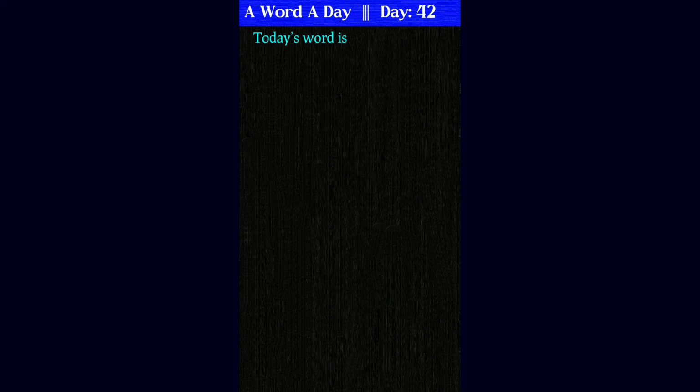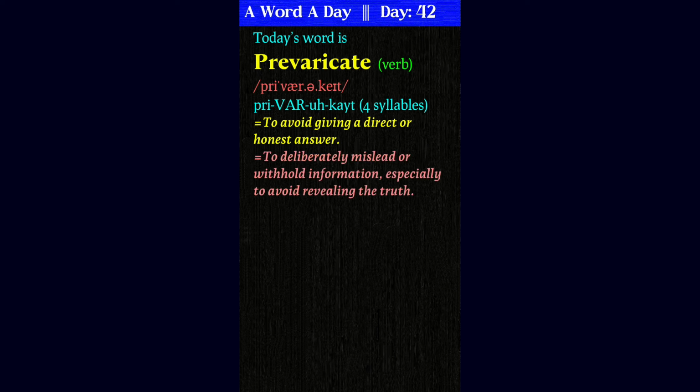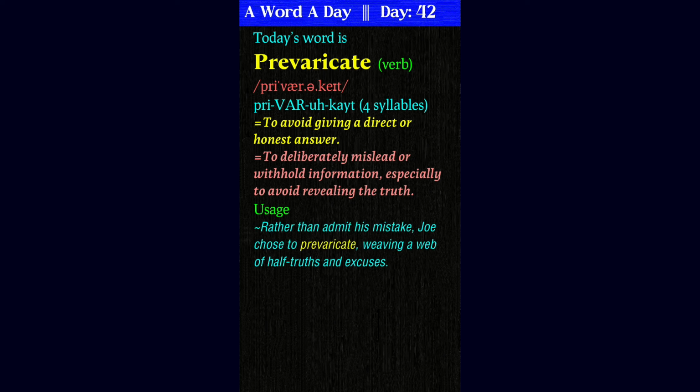daily living. Day 42. Today's word is prevaricate. Prevaricate. 4 syllables. Prevaricate is a verb. Prevaricate means to avoid giving a direct or honest answer, or to deliberately mislead or withhold information, especially to avoid revealing the truth. Usage. Rather than admit his mistake, Joe chose to prevaricate, weaving a web of half-truths and excuses.